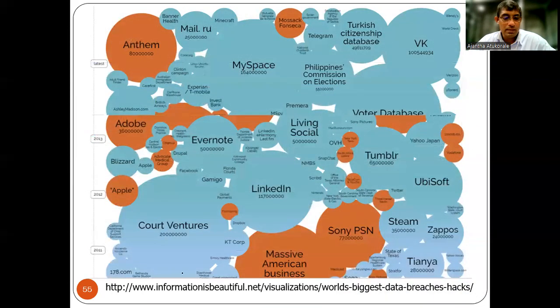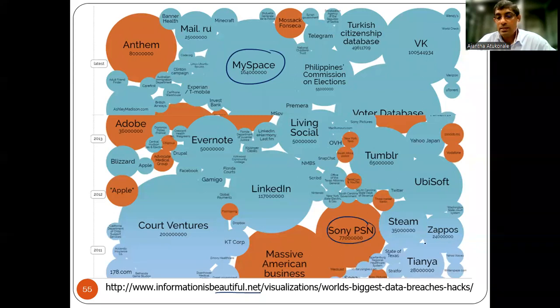This is another website. You can go to this URL, right? You can see these are MySpace. Now MySpace is not there anymore, but it was there. Sony PlayStation, right? There are some well-known big ones, Apple, Adobe, right? There are different circles there, right? So there are some breaches, right?